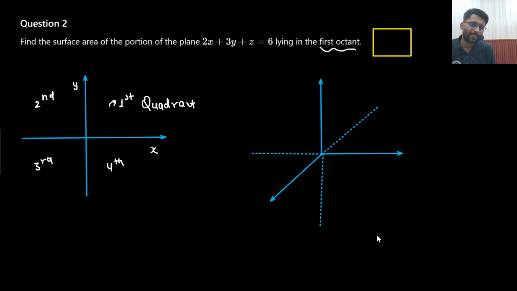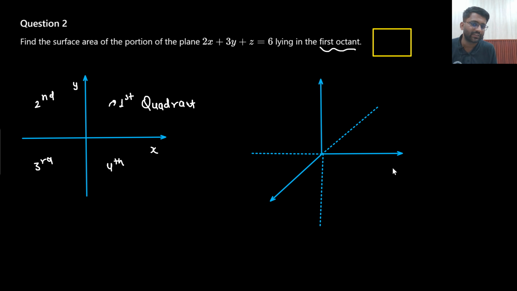1 here, 2 here, then 3, 4 downward, then 5, then 6, and then 7, 8 downward. Which downward am I talking about? These downward I am talking about, 7 and 8. So 8 octants we will be able to make. Are you able to understand this point?